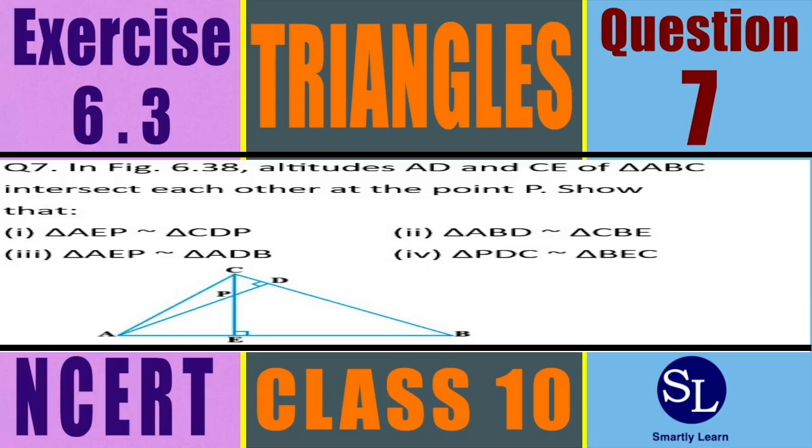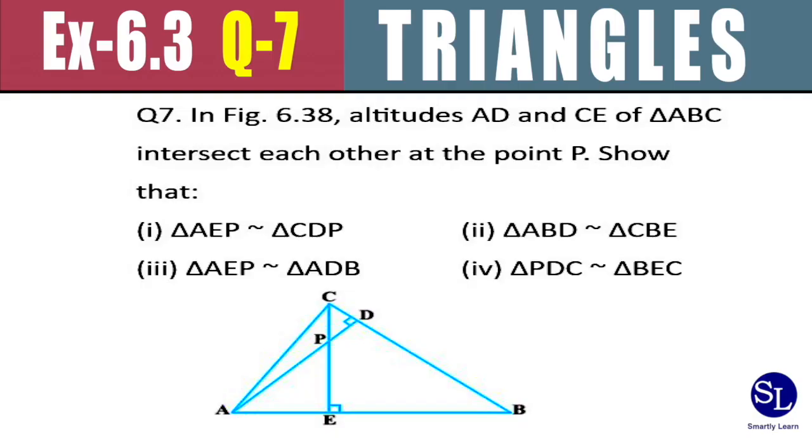In this video, let's see how to solve the seventh question in exercise 6.3. In the figure, altitudes AD and CE of triangle ABC intersect each other at point P. Show that... they have given four subdivisions. So first, I'm going to draw the diagram so that we can use it as a reference point.